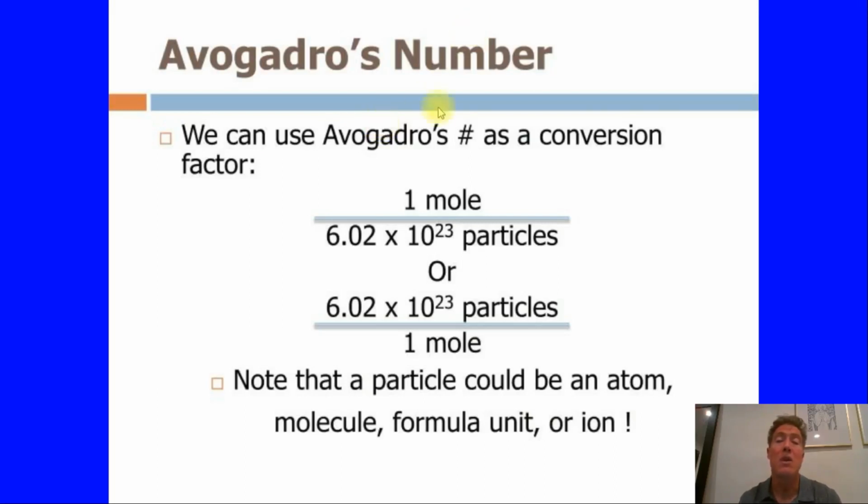So we can use the mole as a conversion factor. We can say that 1 mole is equal to 6.02 times 10 to the 23 particles, whether those particles are atoms or molecules, formula units for ionic compounds. Or we can flip it around and put it particles over moles. And notice that a particle can be an atom, a molecule, a formula unit, or an ion.